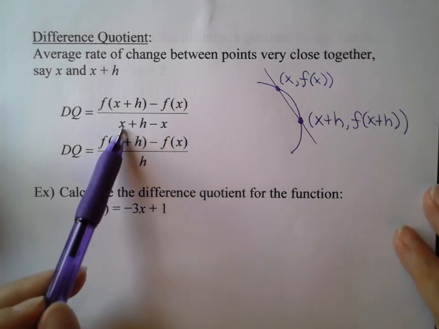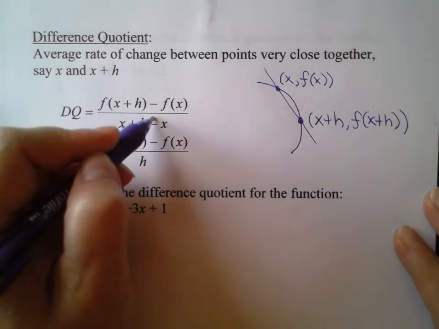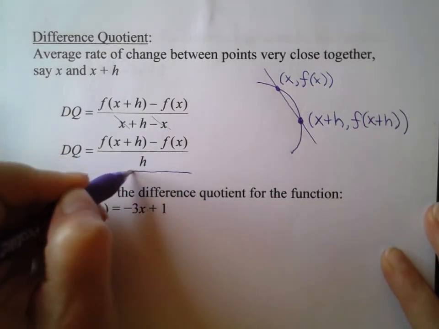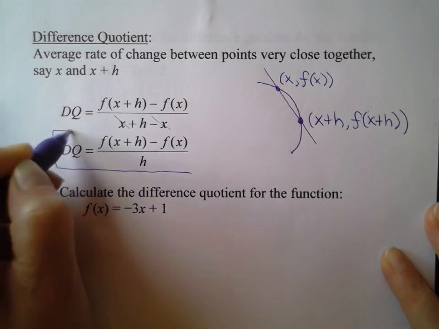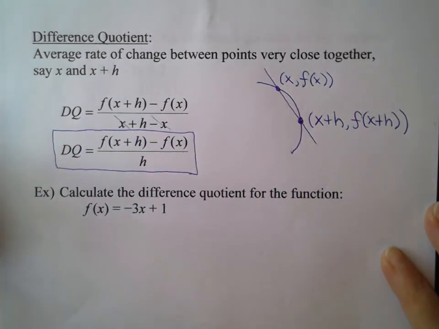Here in the denominator, we have positive x and negative x, so those are going to cancel each other out. And so the final formula just has an h down there in the denominator. This is a formula that I usually provide for you, but I always like to explain where the formula is coming from, and this one is based on that average rate of change.